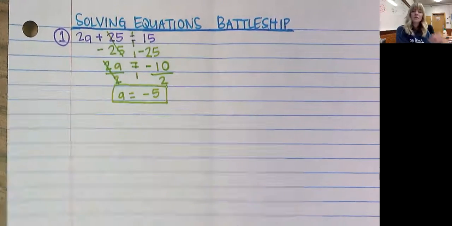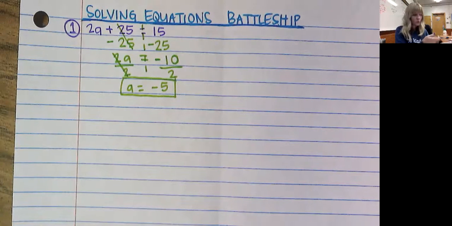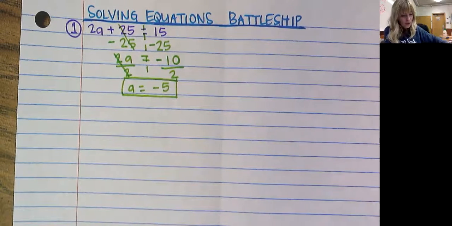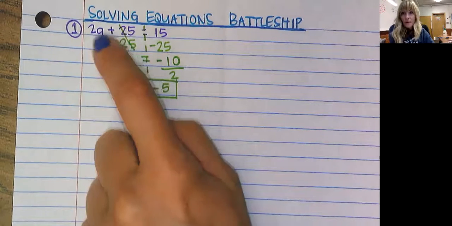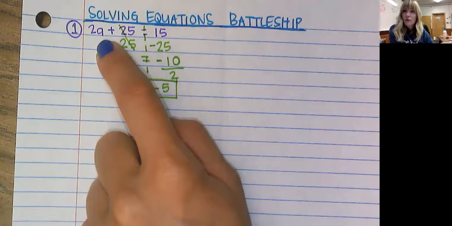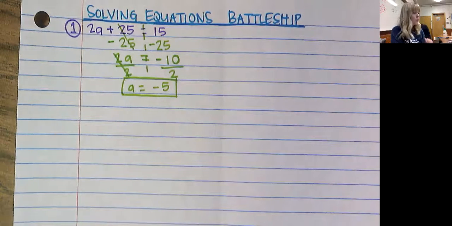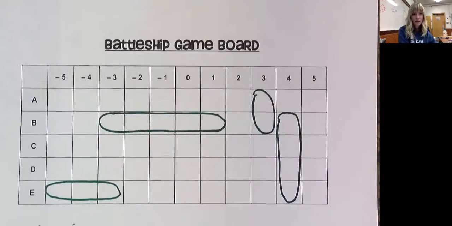So I just solved that equation, which is an important first step. But what does that have to do with my game board? Well, guess what I just did here? Actually giving you that equation was me dropping this bomb on your Battleship game board. So when I give you an equation, you have to solve it to find out where I just dropped the bomb. A equals negative 5 means, if I come back to my game board here, here's my game board.